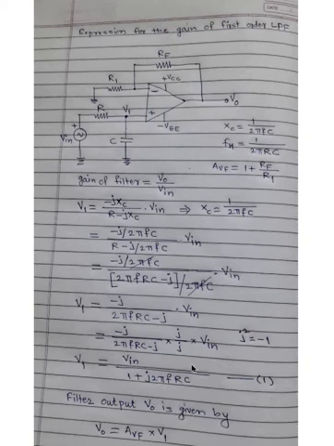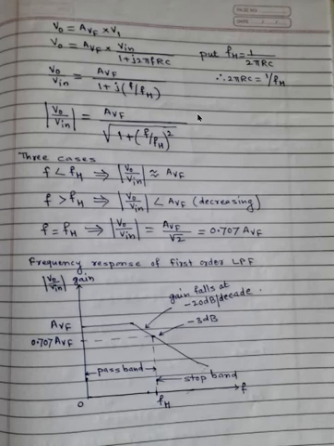Now filter output VO is given by the gain of this circuit AVF into the input given to this, that is V1. So VO is equal to AVF into V1. We are putting the value of V1 from expression number 1, that is Vin upon 1 plus J 2 pi FRC. Now put FH cutoff frequency 1 upon 2 pi RC. That means 2 pi RC is equal to 1 upon FH. So this quantity becomes F upon FH.